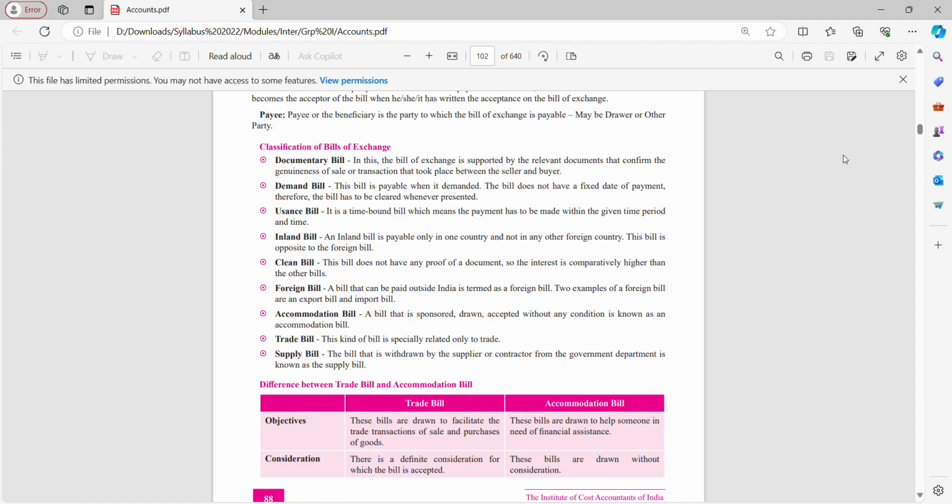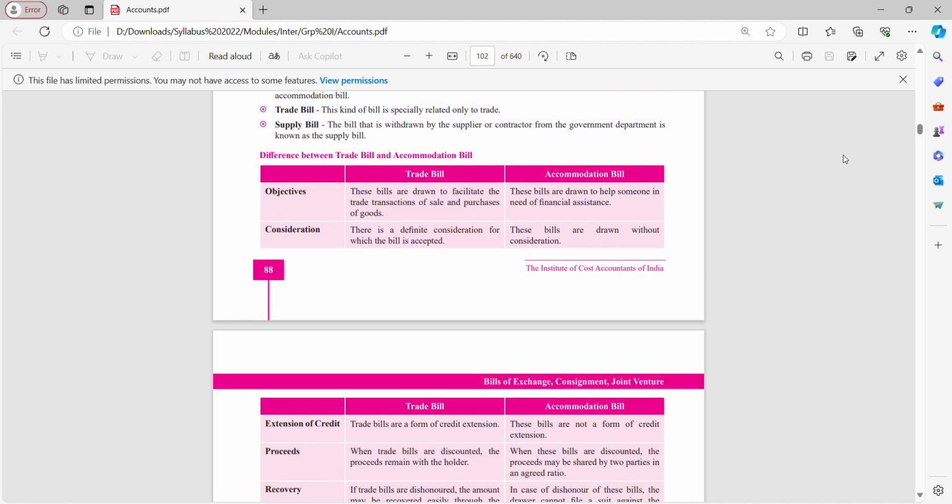So classification of bills, and this classification of bills of exchange is a very important answer. You can expect one question from here. Define inland bill. What is foreign bill? What is accommodation bill? 1 mark, 2 marks. In the form of MCQs they can ask you.